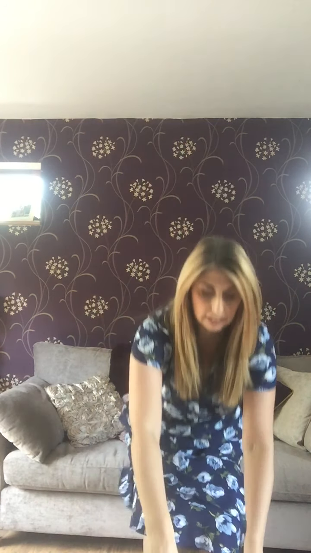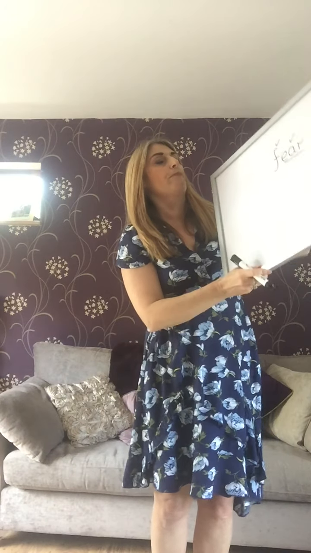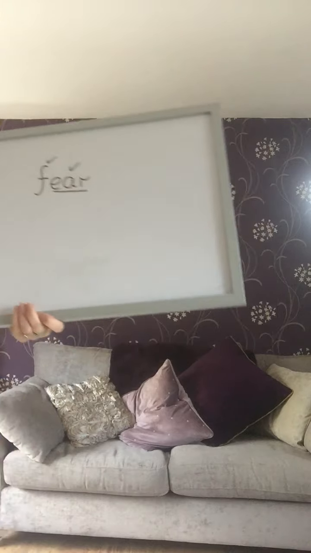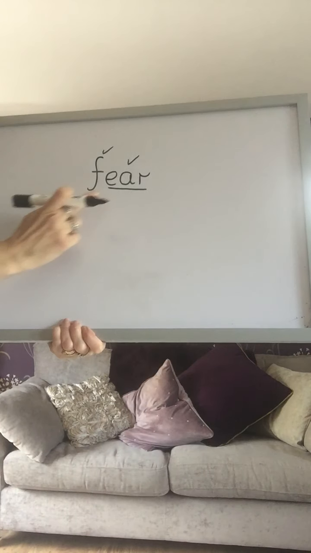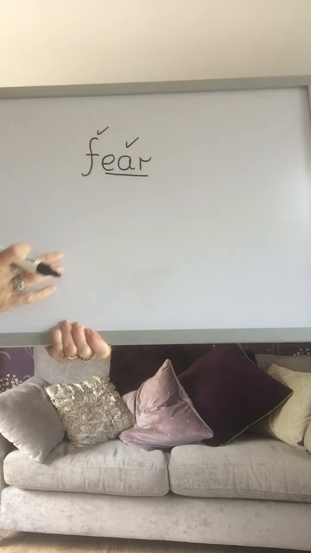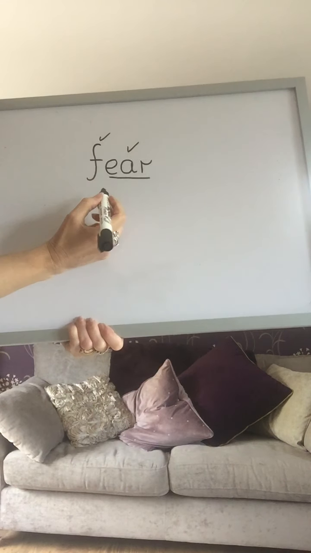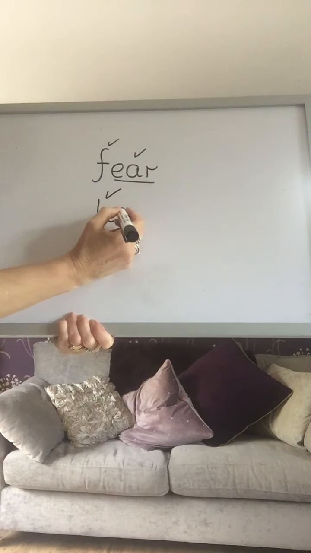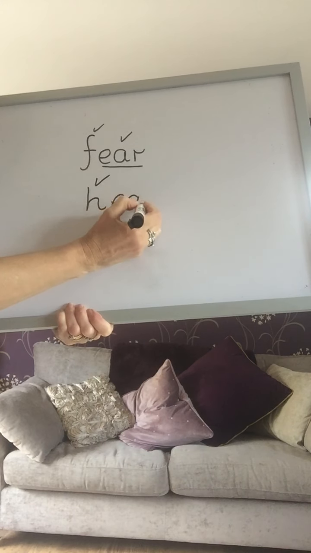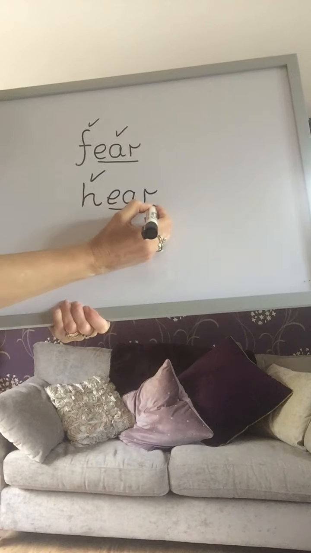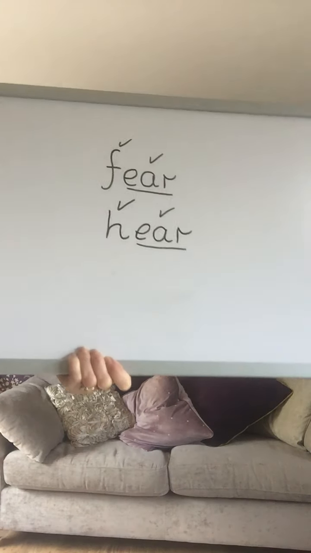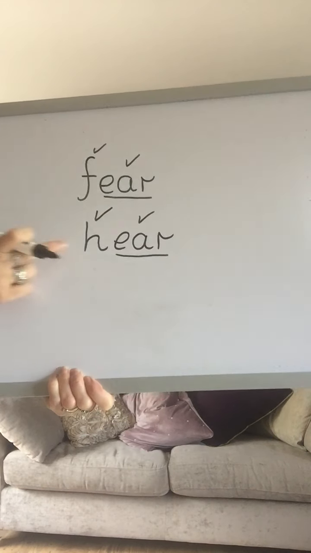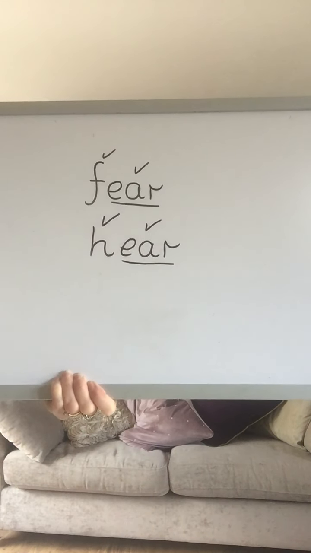Use your speed sounds chart to help you. Try to write all of the letters the right way, and the same size as well, okay? So if you've got the h, give yourself a tick. And if you have the ear sound, and underline it, give yourself a tick. It should look like mine. The h is an ascender. It goes up, so it should be taller than the other letters.